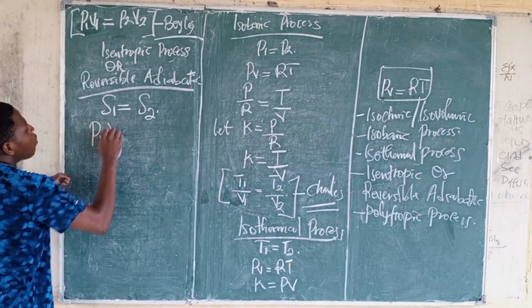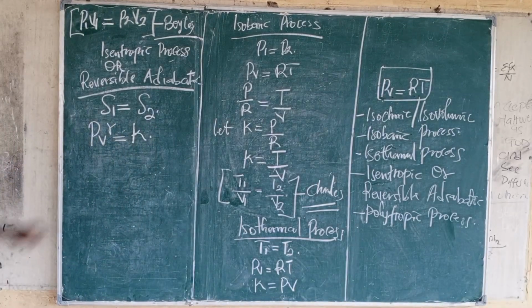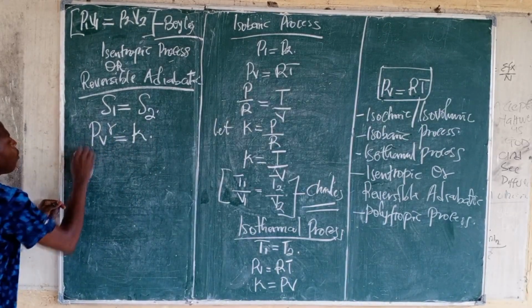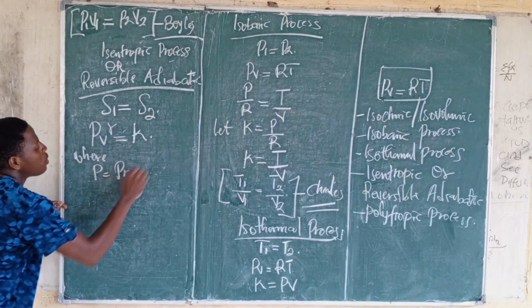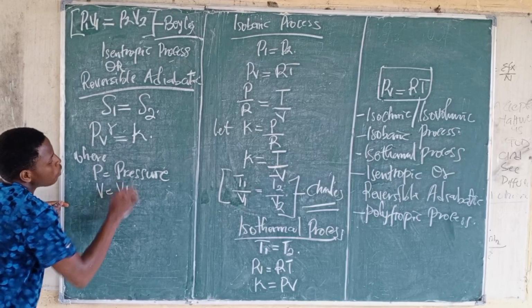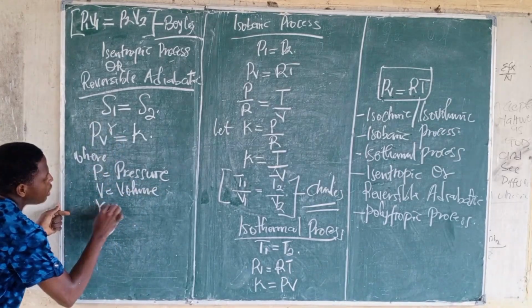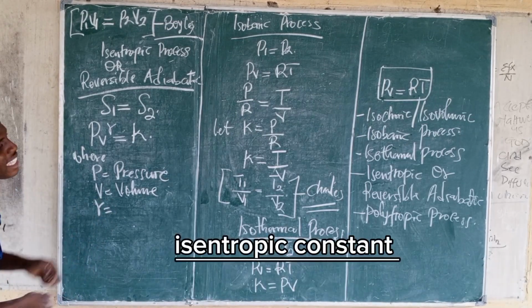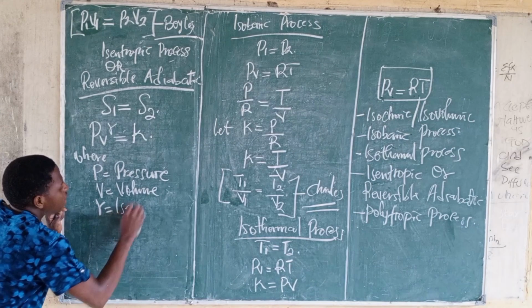PV raised to the power of gamma is equal to K, where P is pressure, V is volume. Then gamma is what? Isentropic constant.